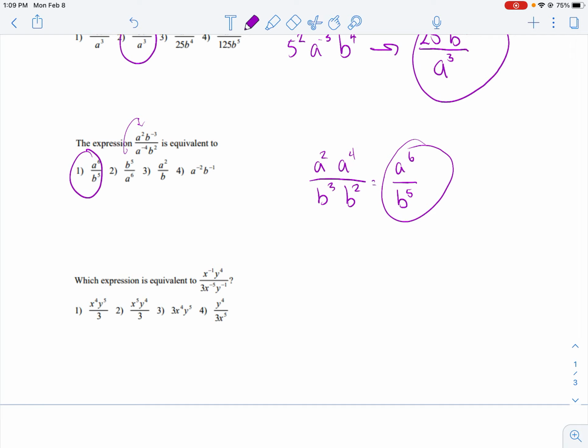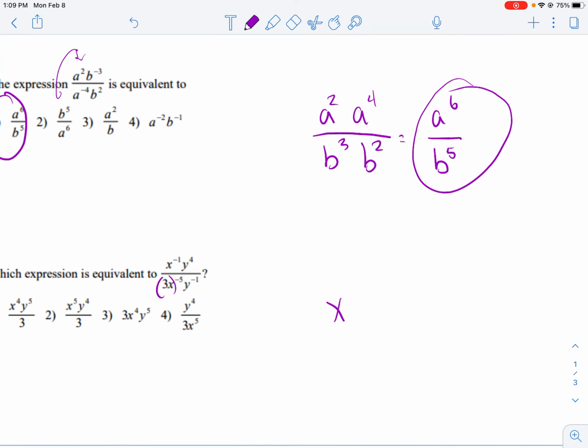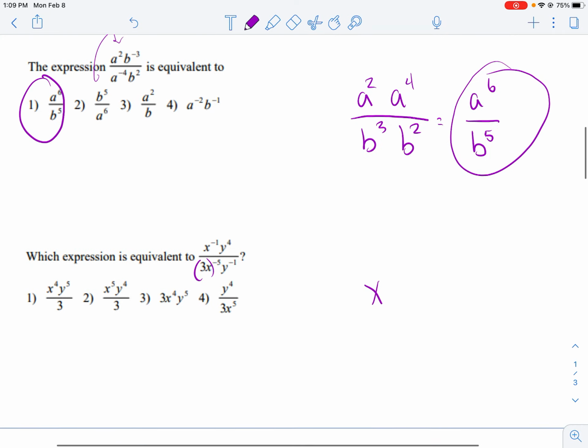Okay, let's keep going. So again, a couple switcheroos going around here, right? These x's are going to kind of switch places, so one x gets moved down here. Now remember that 3 is not affected by that x to the negative 5. If it was written with parentheses, then yes, that would be 3x being raised to the negative fifth power, but it's only the x there.